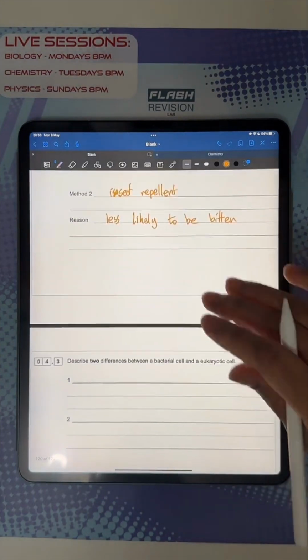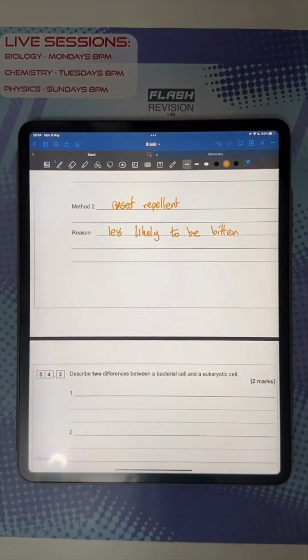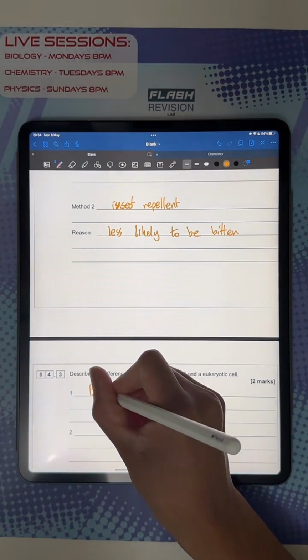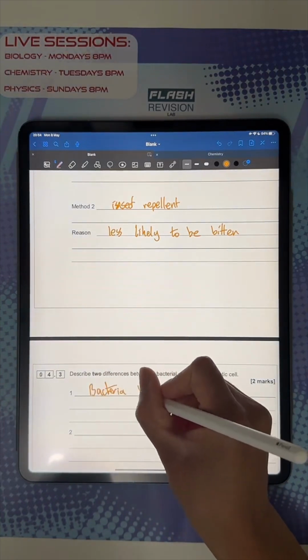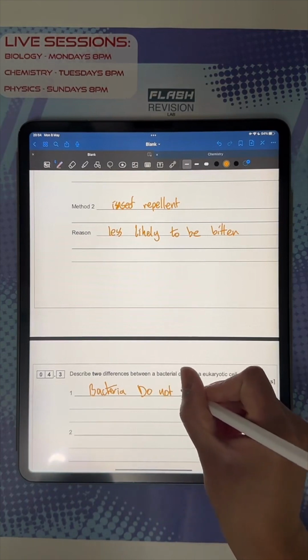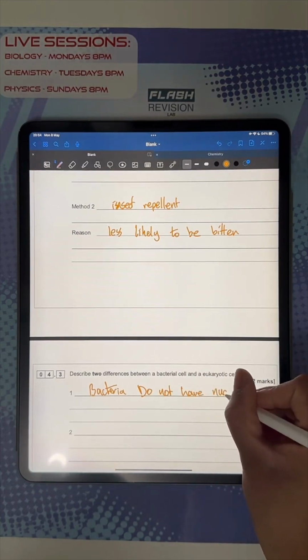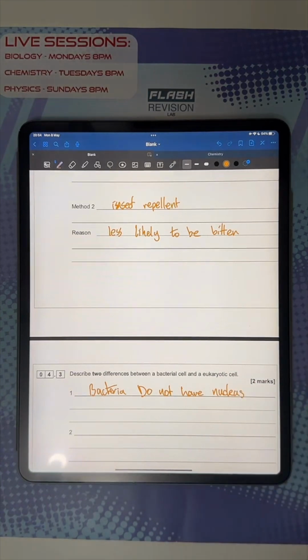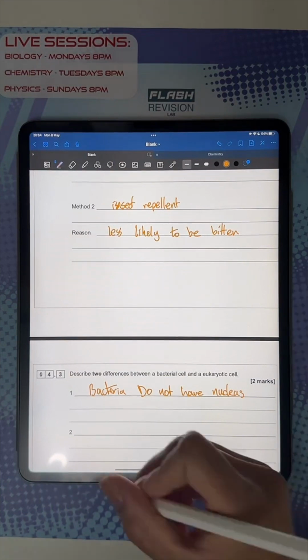Hope that made sense. All right, we'll make this the last one. Describe 2 differences between bacterial and eukaryotic cells. This is more of a cells question for 2 marks. Bacteria do not have a nucleus. And bacteria are smaller. And have plasmids. Perfect.